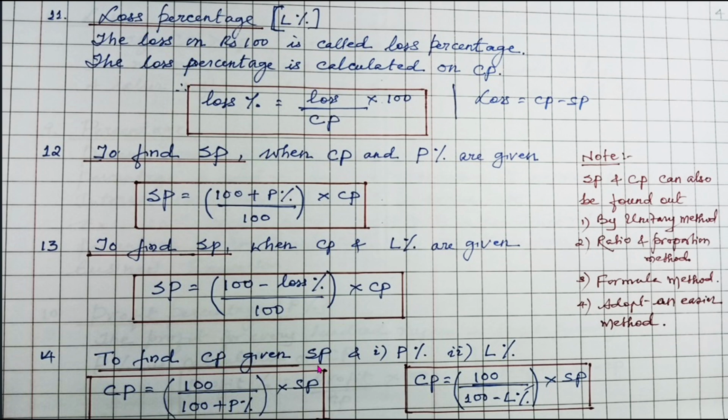Now, to find the cost price given the selling price and the profit percentage or loss percentage, the relations are: CP is equal to 100 upon 100 plus profit percentage into SP, and CP is equal to 100 upon 100 minus loss percentage into SP. Remember that. Now remember that SP and CP can also be found by different methods. We have different methods, that is the unitary method, the ratio and proportion method, and the formula method, which are listed here. Remember these formulas. We can adopt any one of these methods to find the loss percentage and the profit percentage, or the selling price and the cost price for a given profit percentage or loss percentage.